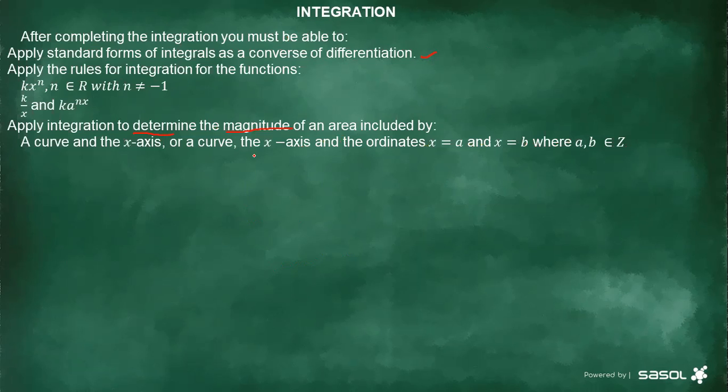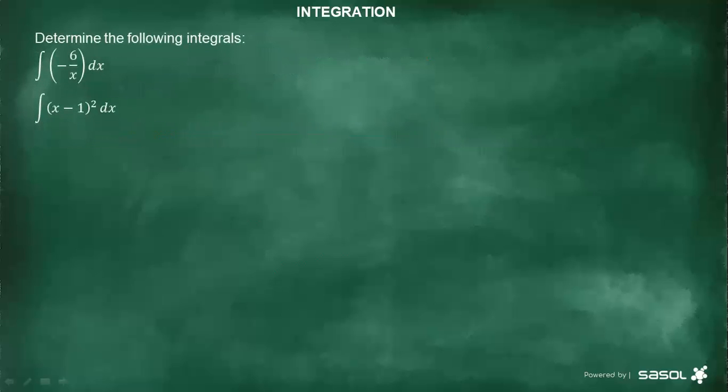That is what we are going to be doing under integration. All right, we have only two questions where we have to determine the integrals. Let's see how we do that. It says determine the following integrals. The first one, the integral of -6 over x, dx.